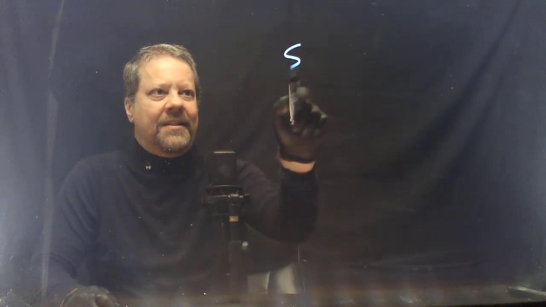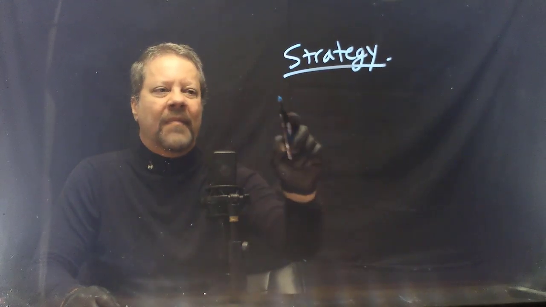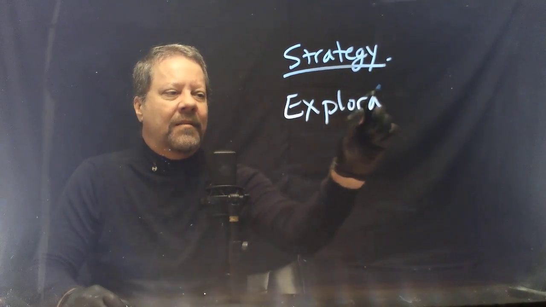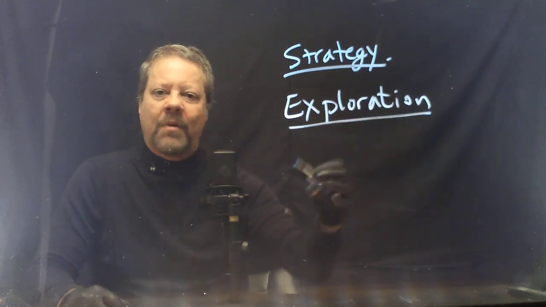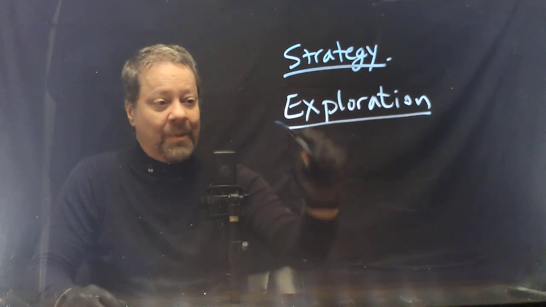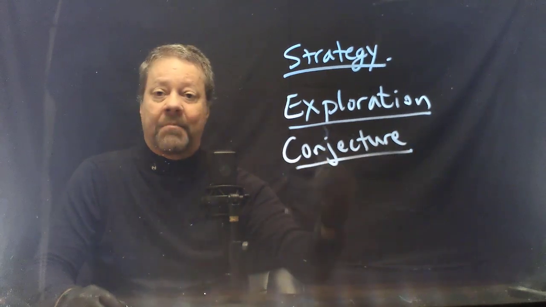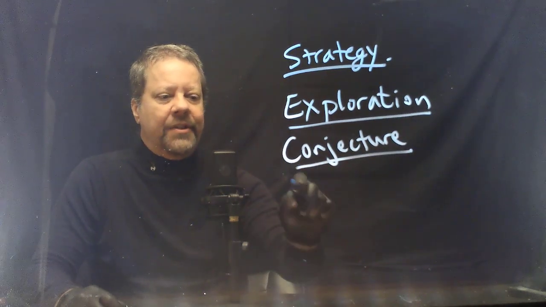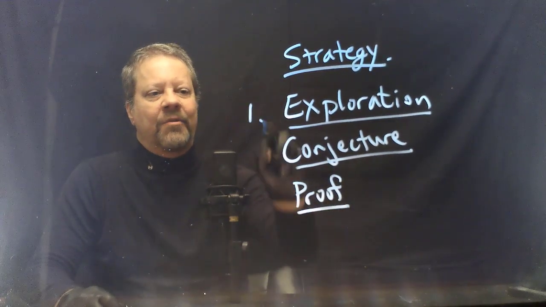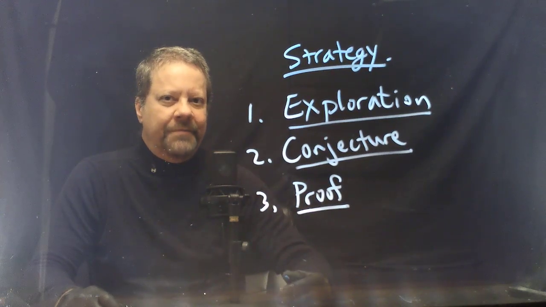In all deductive sciences, there's a particular strategy for constructing the theory. You explore a bunch of possibilities. From your experience with all of that exploration, you can make a conjecture about some property. Once you have a conjecture, what's required is a proof. So remember these 3 steps: exploration, conjecture, and proof.